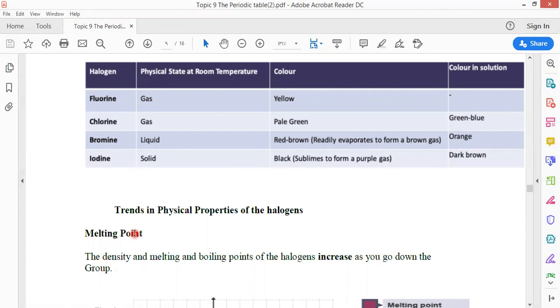Increase. What does it mean? By going down, density, melting, and boiling point of the halogens increase. So the density of iodine is more than the density of bromine, and the density of bromine is more than the density of chlorine, and so on. Melting point and boiling point increase as well. So the melting and boiling point of iodine is higher than bromine, higher than chlorine, higher than fluorine. So these are properties which increase as you're going down through group number 7. Clear? So I have 3 properties that increase as you're going down the group: density, melting point, and boiling point.